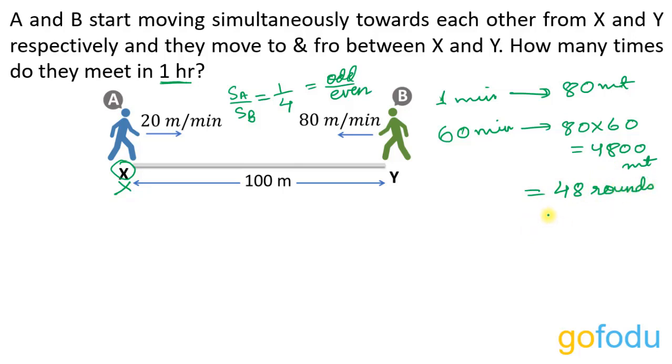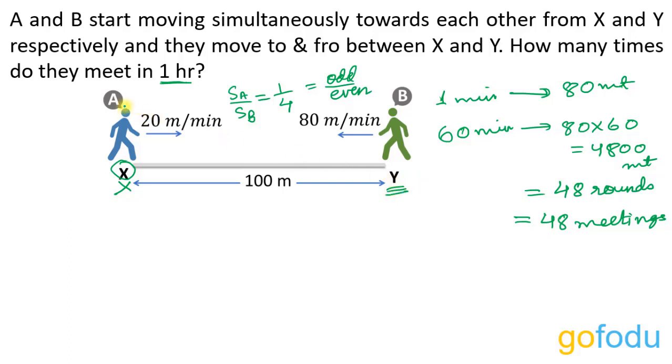So in total there should be 48 meetings, right? There should be 48 meetings, but we know that every time they meet at Y, that would be the only meeting in those 2 rounds, a round before and a round after. From this 48, we will have to subtract the number of times they meet at Y.